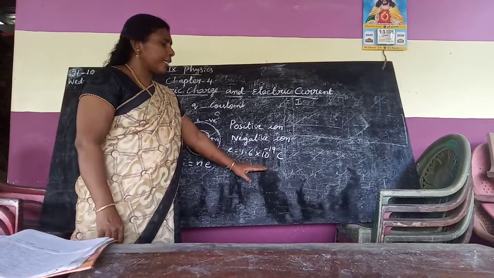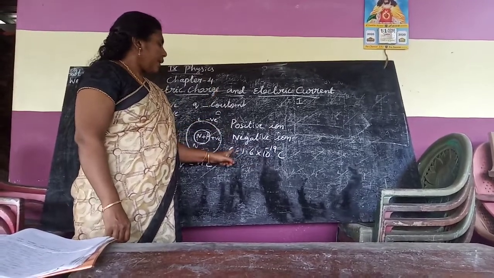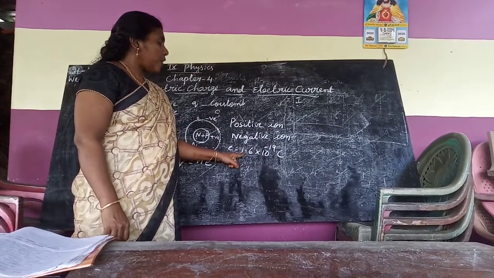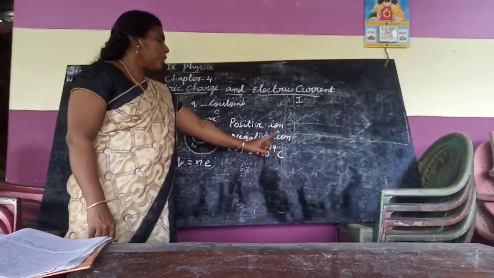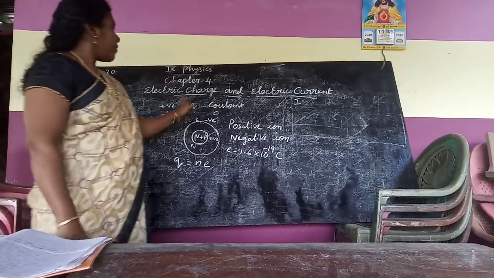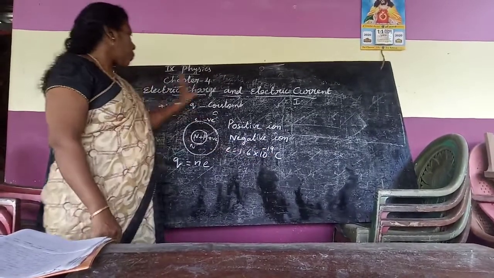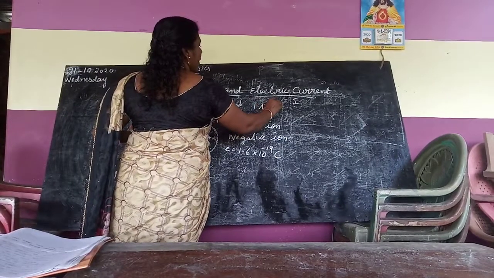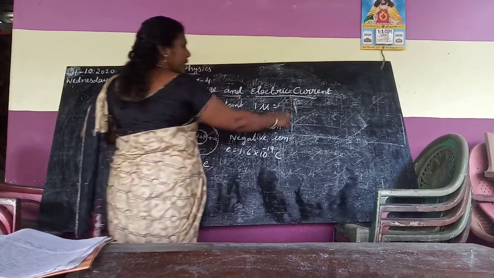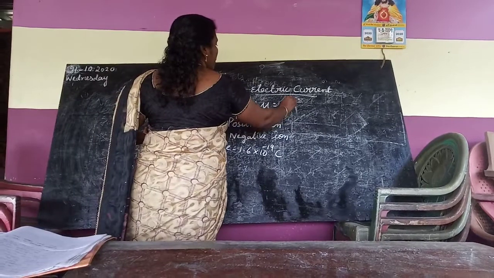This you have to learn. One electron value, the E value, is 1.6 into 10 power minus 19 coulomb. The unit of electric charge is coulomb. Now suppose 1 micro coulomb. What is the value? Micro you have already learned. Micro means 10 power minus 6.